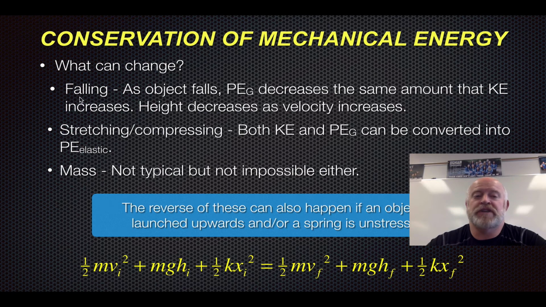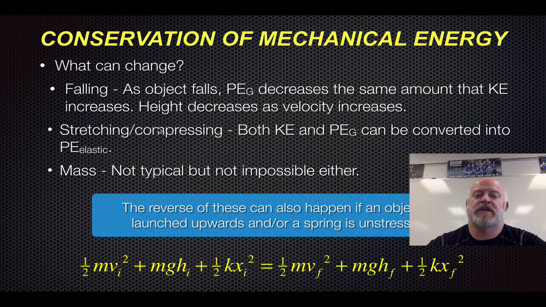Well, first of all, things fall. A lot of times in conservation of mechanical energy, we have something that starts high and falls down. As it falls, we should see a decrease in height. So this number should be bigger here and smaller here. That will create a decrease in gravitational potential energy, right? As that height decreases, the velocity should increase.